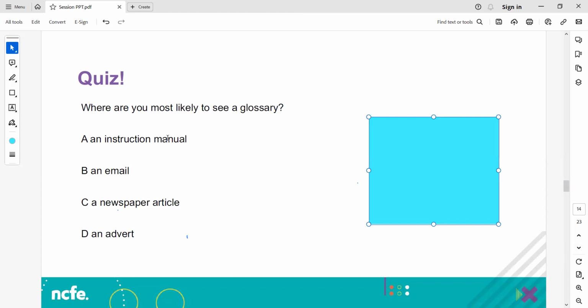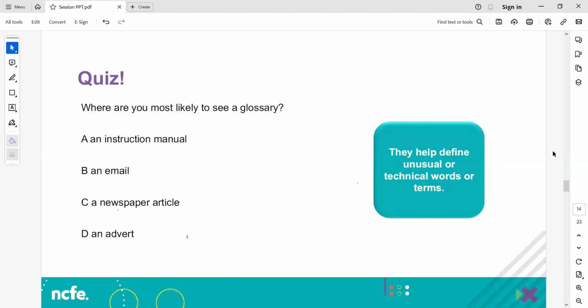So let's go through them one by one, if you're not sure. An instruction manual, do you think you would see a glossary in that type of text? Yeah, I think so. Yeah, well done. So it helps to define unusual or technical words or terms. An instruction manual particularly might include technical words. So an example might be how to fix a washing machine. There might be a manual with technical words to do with the different parts of that machine. So it would have a glossary to help you understand them.